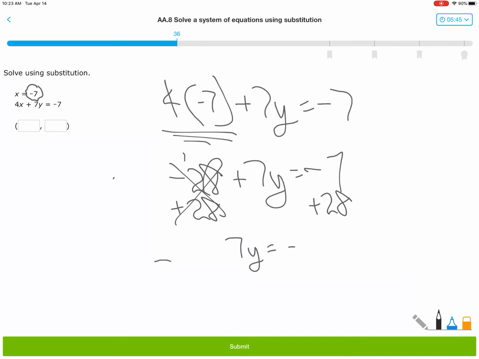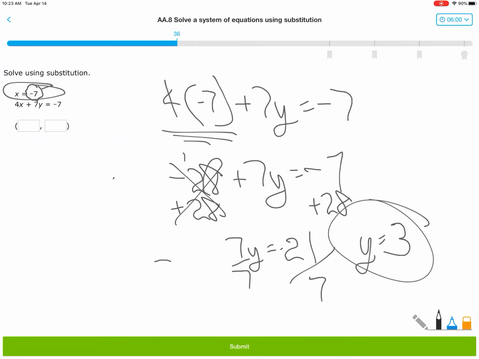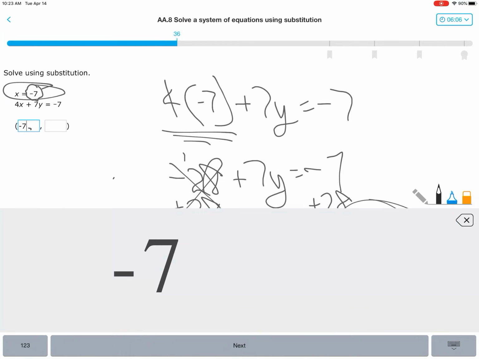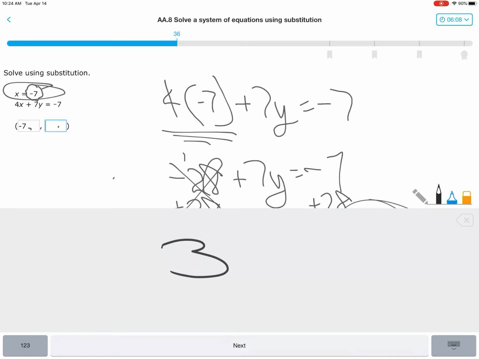7y equals a positive 21 divided by 7, and that tells me y is 3. Again, another simple one. I have y, I have x. I can just go ahead and put them in. Negative 7, 3.